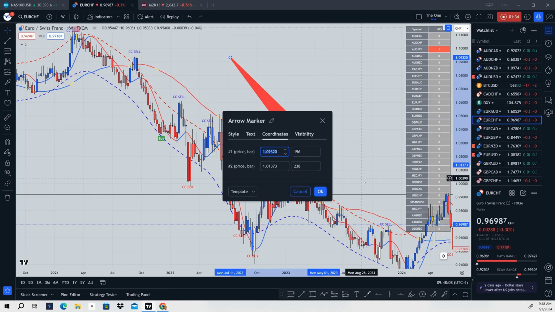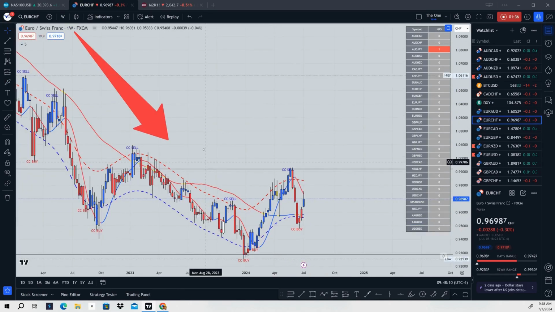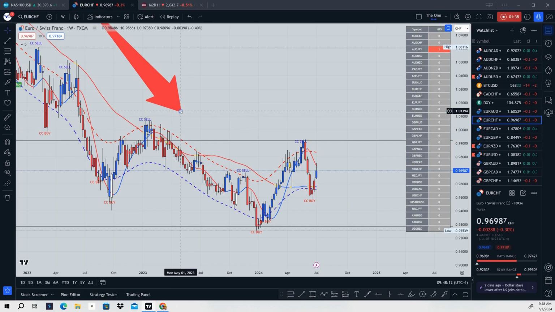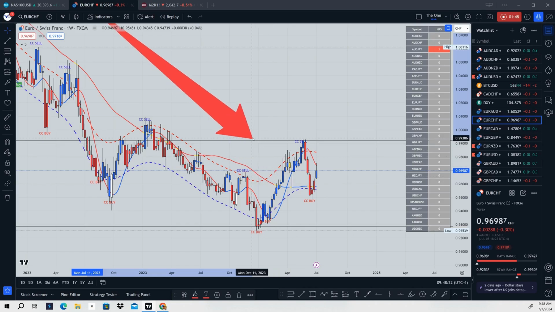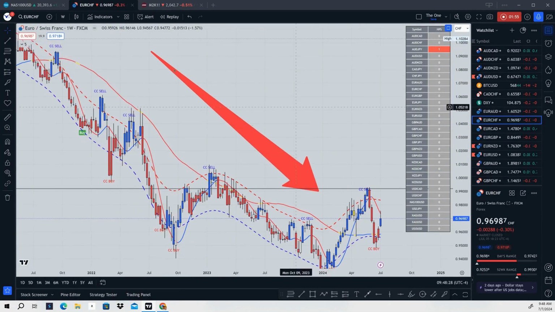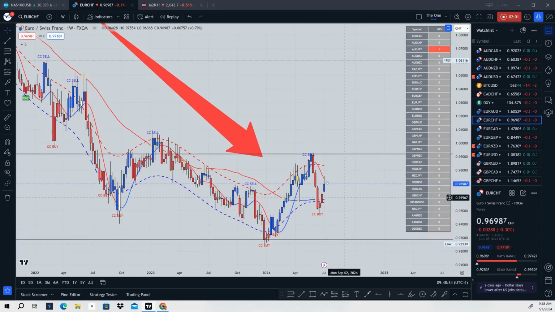So if we look at the current price action here on Euro CHF, we can see that price is above the SMA, simple moving average. All right. So that means on the weekly time frame, Euro CHF is bullish. Okay. So that means the current price action is bullish on Euro CHF, even though the overall trend that we see is bearish. Okay. But the current price action, that's what we're interested in, is bullish.